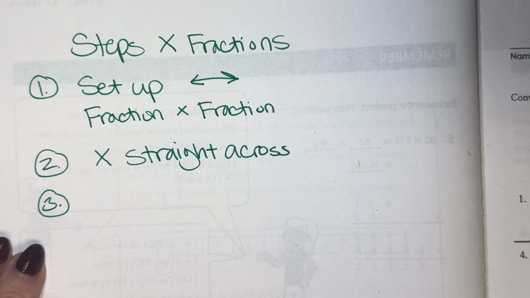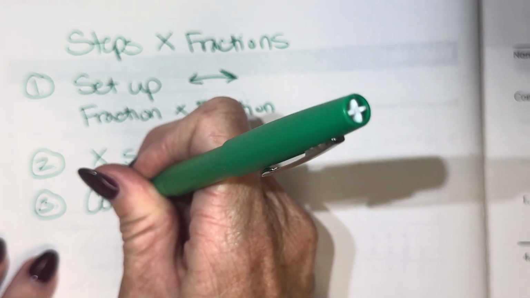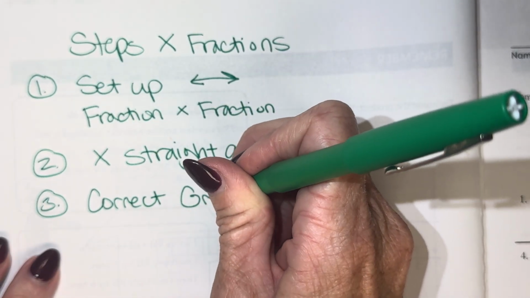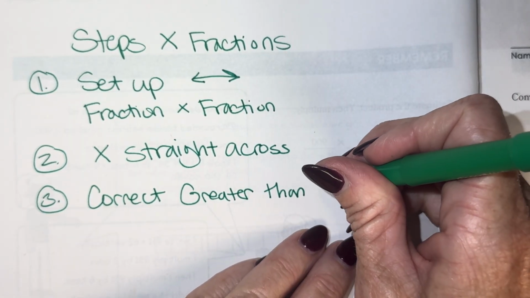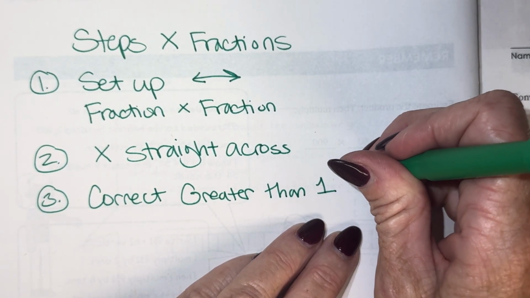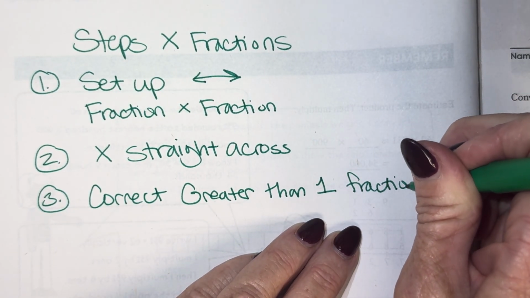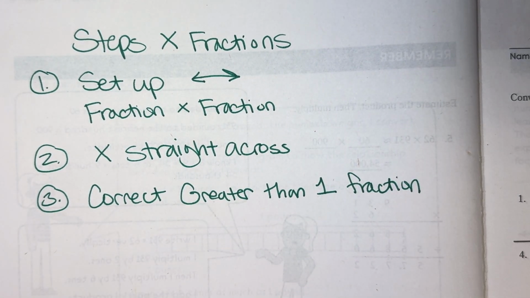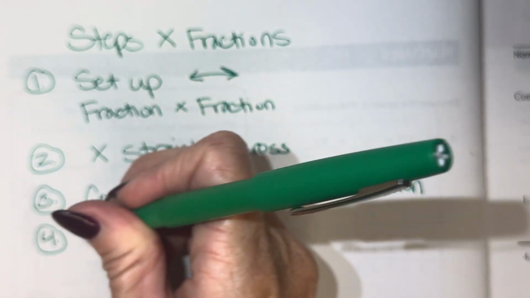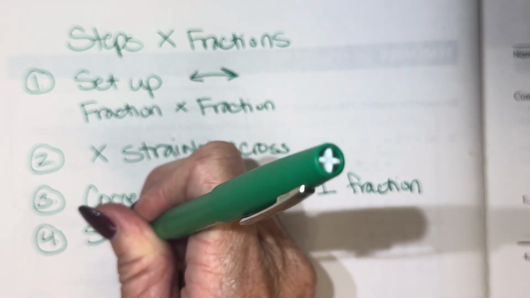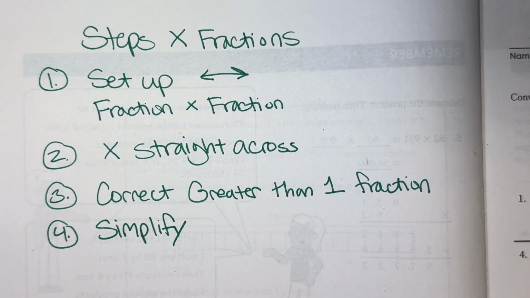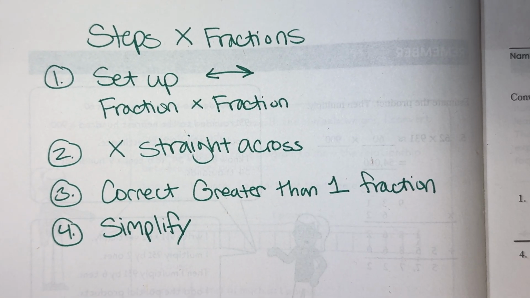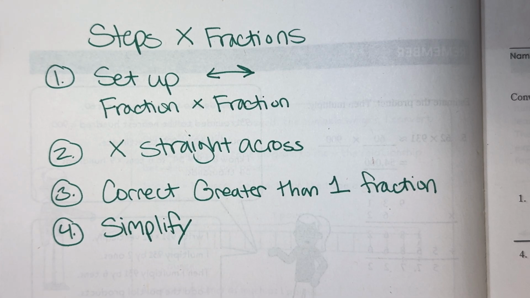Our third step is we correct greater than 1 fractions. So if the numerator is larger than the denominator, we need to correct it because it's worth more than 1. And our final step is, if we can, we simplify. So we're always starting with our steps, and you need to have those 4 steps memorized. You need to know the order of them.